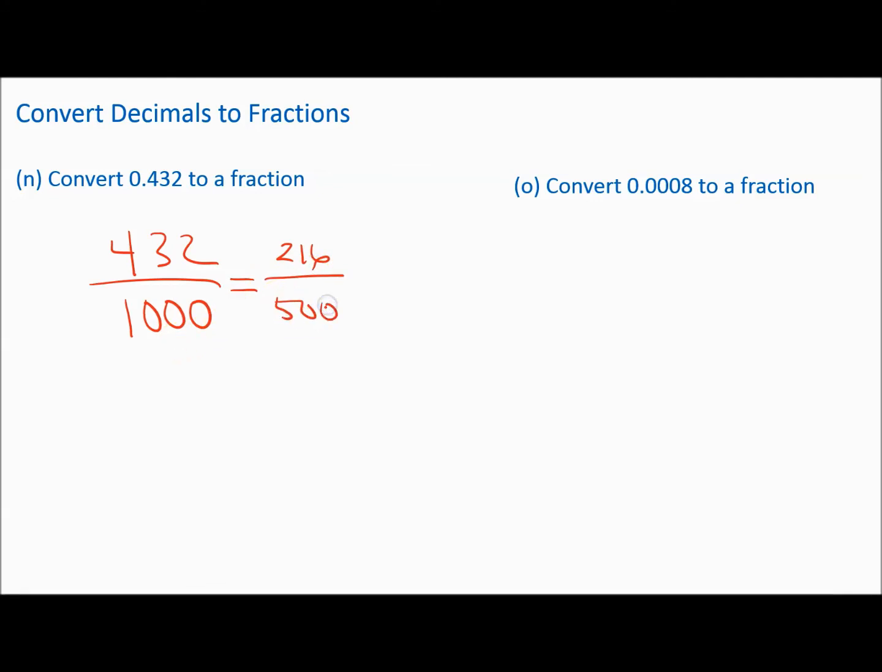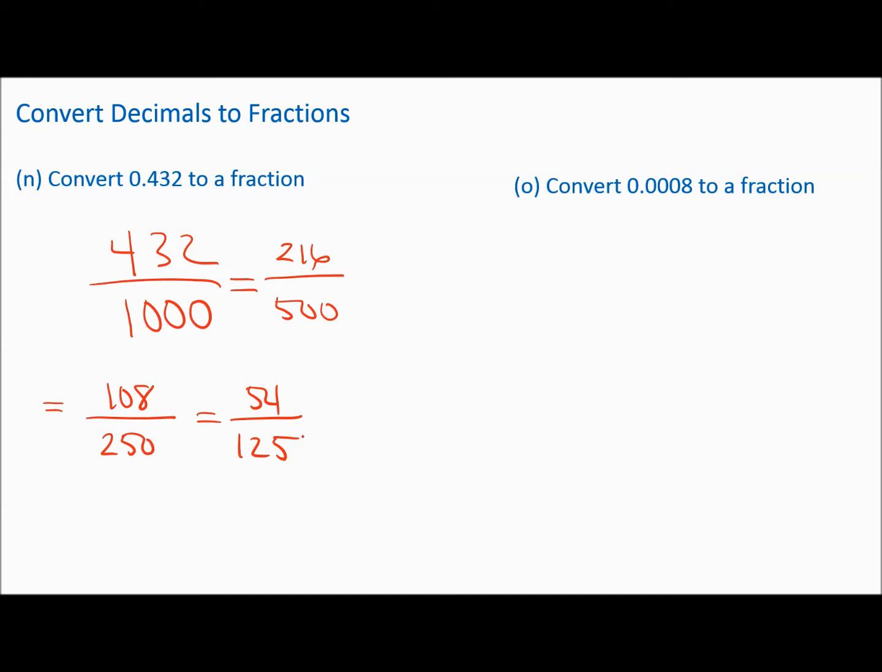What I notice from that is that will divide by 2 again, right? So if I divide by 2 again, 216 divided by 2 is 108. 500 divided by 2 is 250. It'll divide by 2 again, won't it? 108 divided by 2 is 54. 250 divided by 2 is 125. Ha! Now, we know that those won't both divide by 2, right? Because 125 is an odd number.